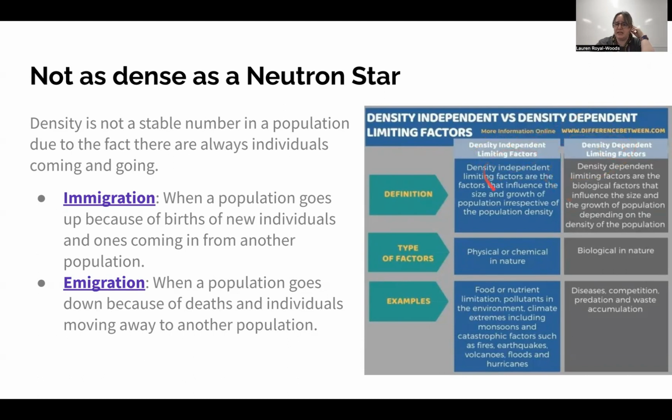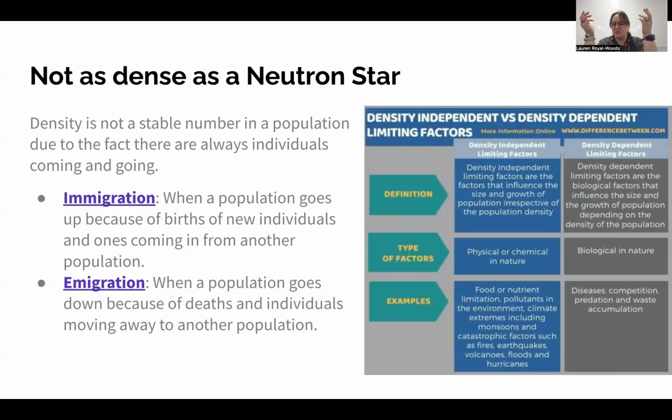Density independent factors usually influence the growth and size of a population irrespective of the population density. This is basically how much food an area has that can support that population, pollutants in the environment, and climate extremes. Like, you don't see many people living out in the crazy deserts, because not many people can survive out there. There's not a lot of food or water. That's why you don't see populations of humans hanging out in the middle of the desert going, yeah, I like my heat, psychotically hot.